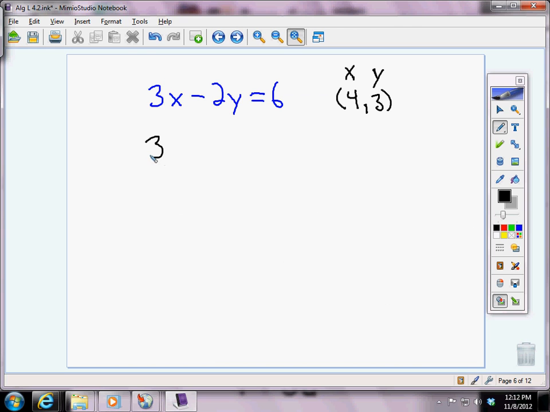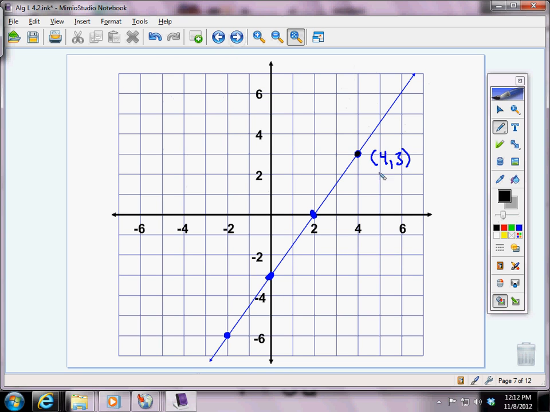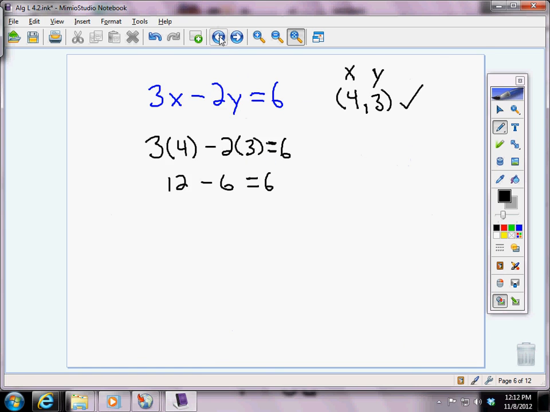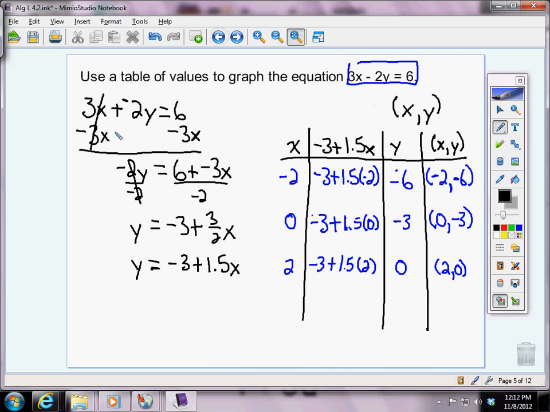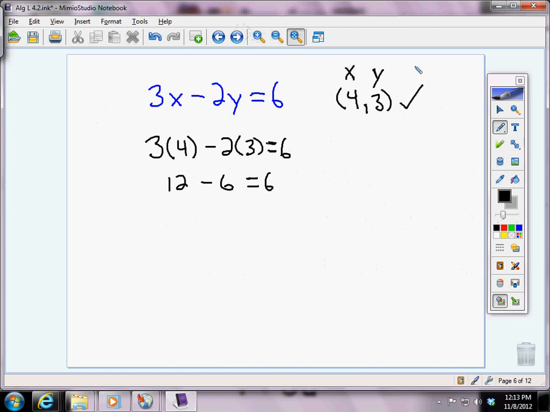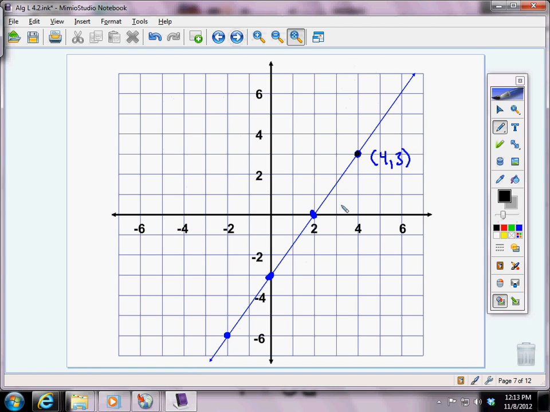So if I plug 4 in for x, I'm going to go 3 times 4 minus, for the y I'm going to put a 3, 2 times 3, that should equal 6. 3 times 4 is 12, minus 2 times 3, which is 6. Does that equal 6? Yes, it does. So this is a solution. Again, every point on this line is a solution. So when given a linear equation, ladies and gentlemen, solve for y, that's function form. Select at least 3 x values, plug them into your equation, get your points, and when you're done, draw a line through the points and put arrows at the ends.